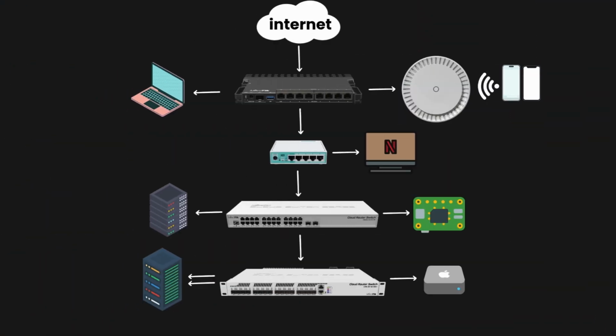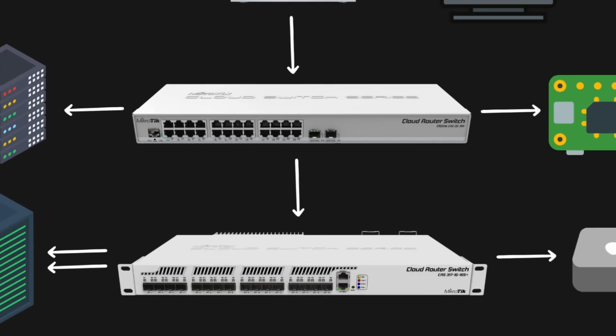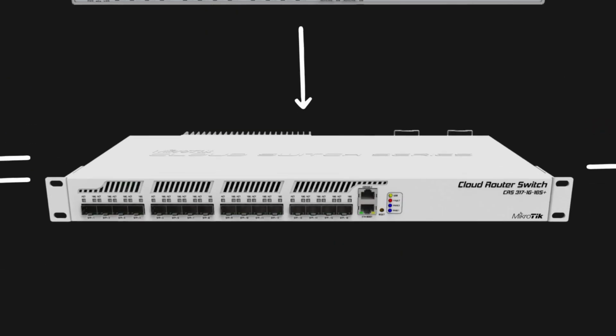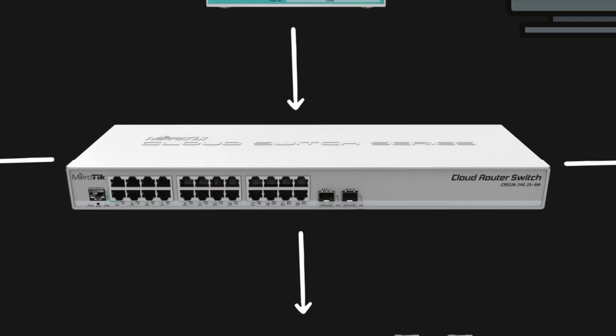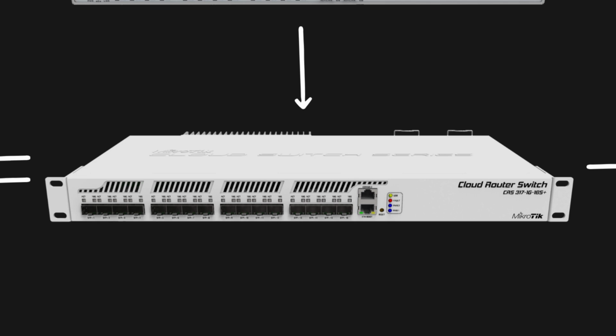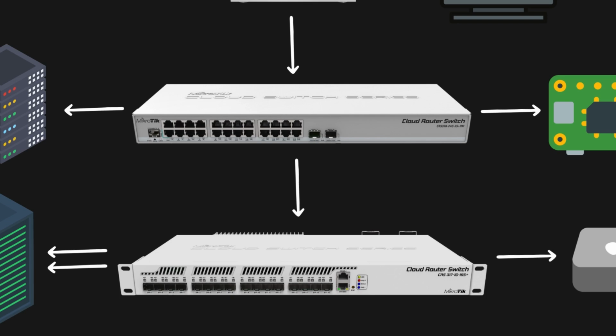For switching, I've got two CRS devices in my rack. I've got a CRS326 and a CRS317. The 326 is my main rack switch. It's got 24 gigabit ports and 2 SFP+ ports for 10 gig connections. This is where most of my servers and infrastructure connects. Then there's the CRS317. This one is my main 10 gigabit backbone switch with SFP+ ports. All my servers have dual 10 gig connections that go into this switch as bonded pairs. These two are then linked via one of the 10 gig ports on the CRS326.